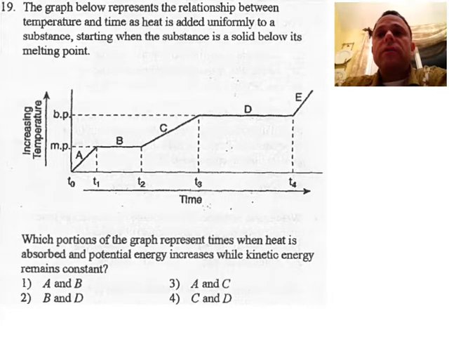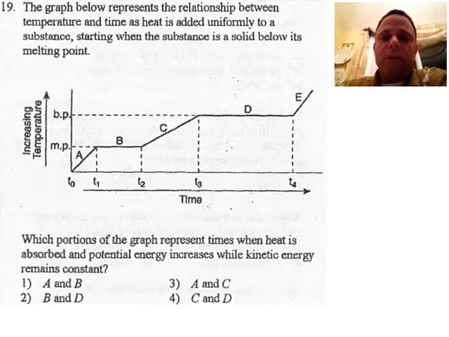Question 19. The graph below represents the relationship between temperature and time as heat is added uniformly to a substance, starting when the substance is a solid below its melting point. The question: which portion of the graph represents time when heat is absorbed and potential energy increases while kinetic energy remains constant? Heat is being added through time.